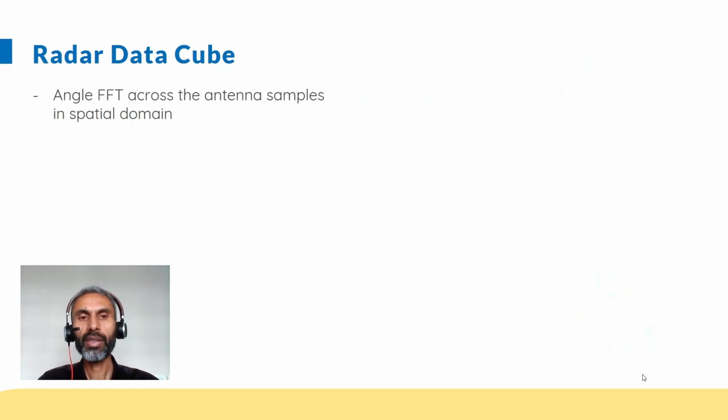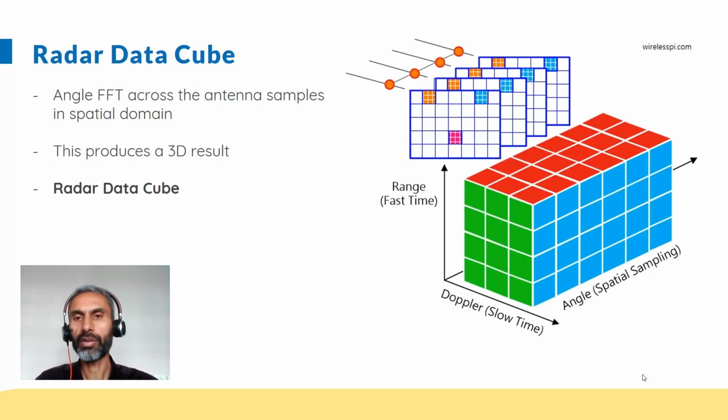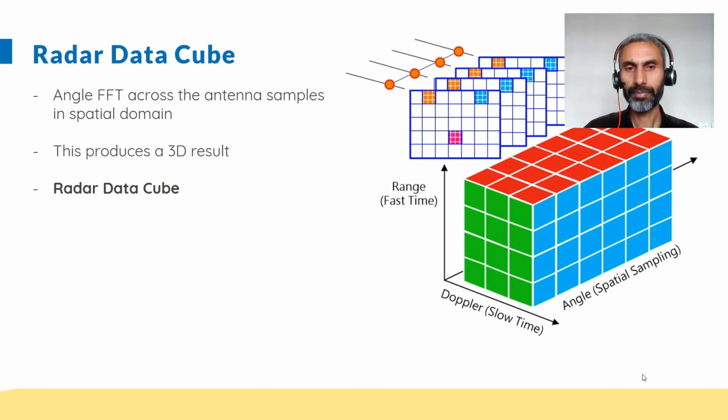The third FFT is taken across multiple antennas in the spatial domain. This will produce a third dimension in the result. So across each antenna we have a 2D FFT, and then we take a third FFT across the angle domain, and what we will get is a cube. From this cube we will know the ranges of multiple targets, velocities of multiple targets, and directions of multiple targets, and targets at the same range or traveling at the same velocity will not be able to confuse the radar into thinking that this is actually one target.